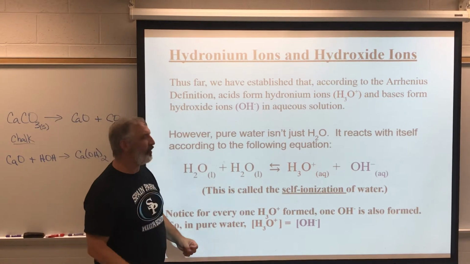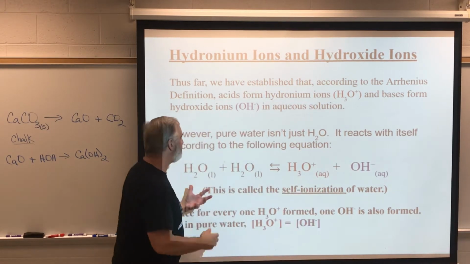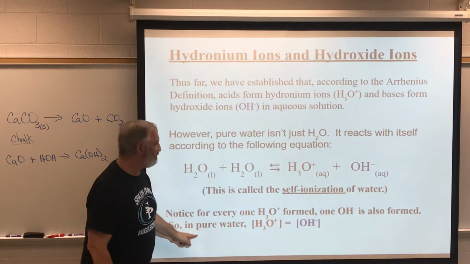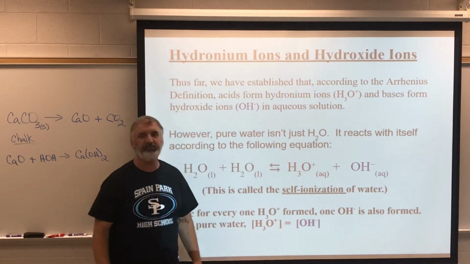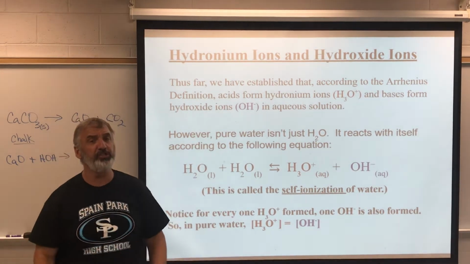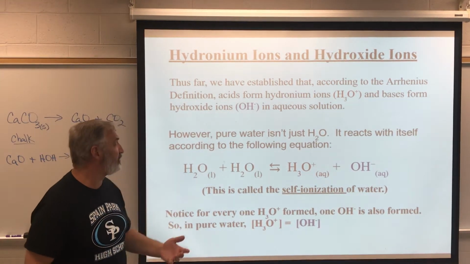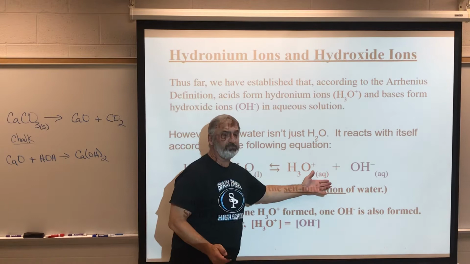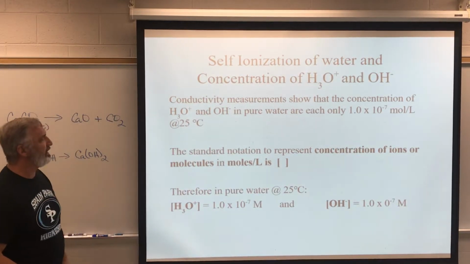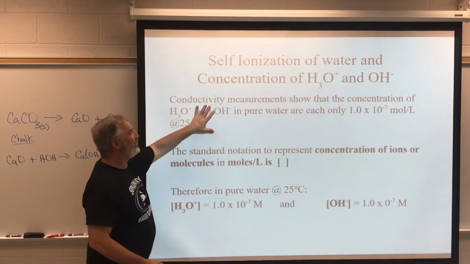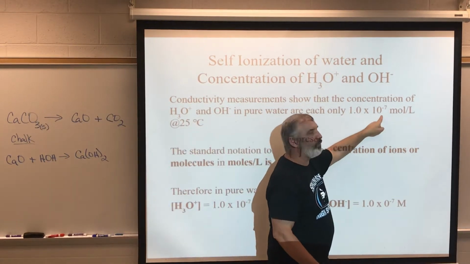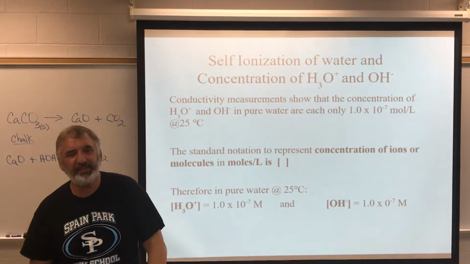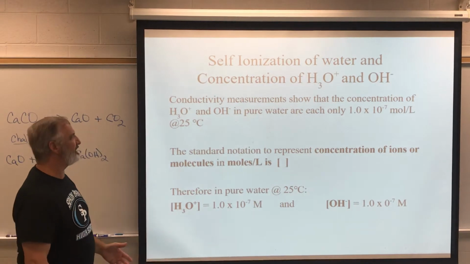So in any glass of water, you have some H3O plus and some OH minus. But notice that for every water that reacts, you get one H3O plus and one OH minus. So in pure water, H3O plus always equals OH minus. That's the definition of a neutral solution: H3O plus equals OH minus. So in pure water, we don't have much, but there's always some H3O plus and OH minus. Okay? So experimental data goes through, and we find, like I said, it's only a small amount: 1 times 10 to the minus 7. 10 to the minus 7 is 1/10 millionth of a mole. Okay? That is not very much.